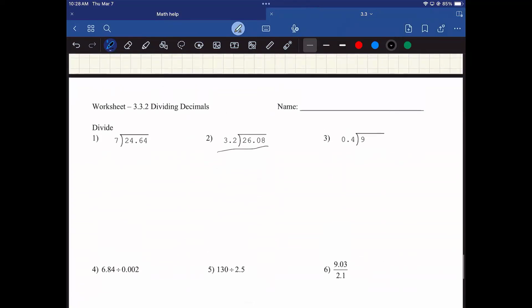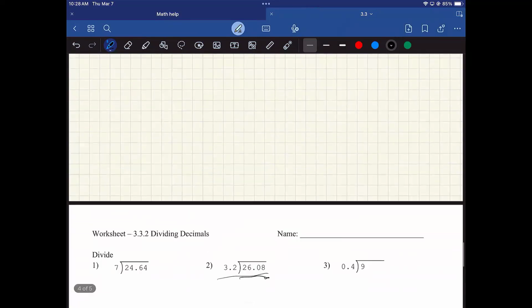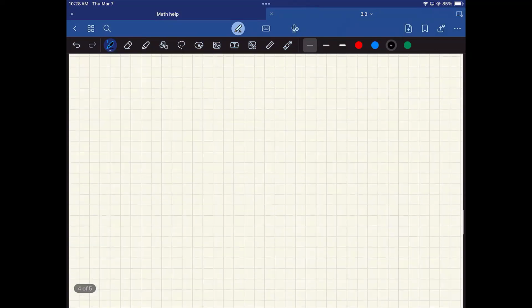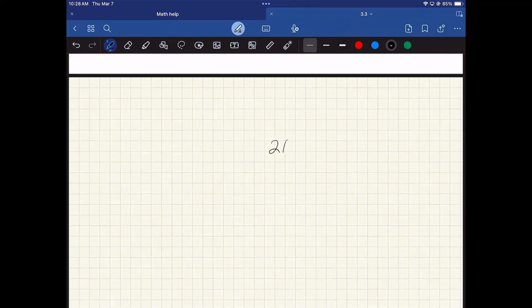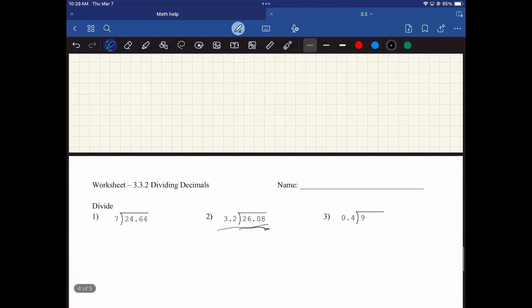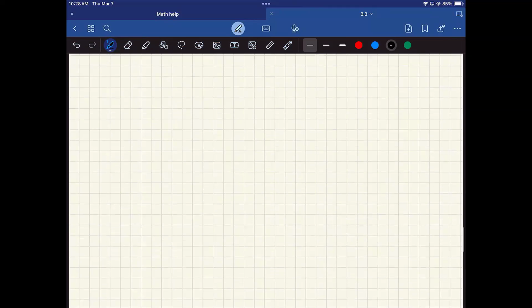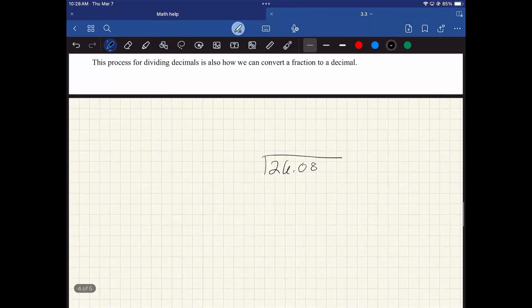All right, so here we have 26.08. We're going to divide that by 3.2. And so we're going to say, okay, what do I do? Well, it's not fun keeping track of decimals on this side of things. We don't want to keep track of you. You're not helping us.